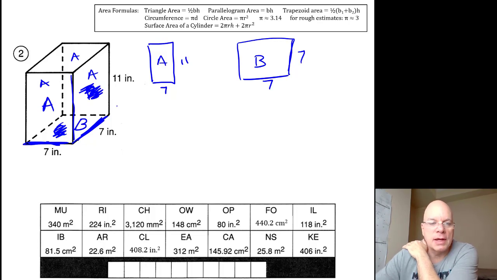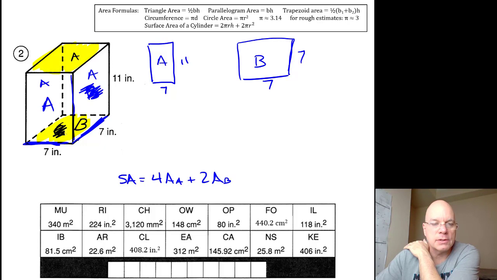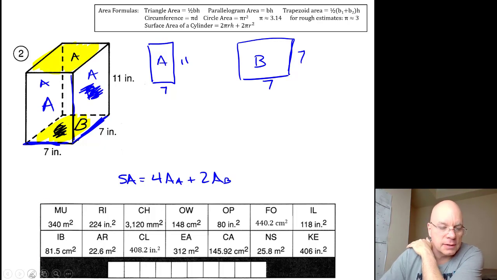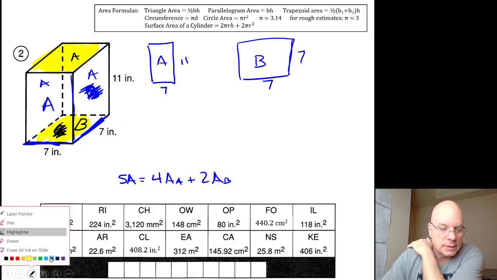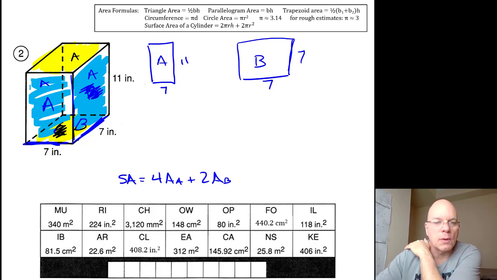And so for that reason, let me write this a little out of order. I have 4 times area of face A plus 2 times area of face B. And if you're having trouble seeing that, let me just highlight B. These two faces are B, the two squares. But A, these 4 going around, these are all the same.